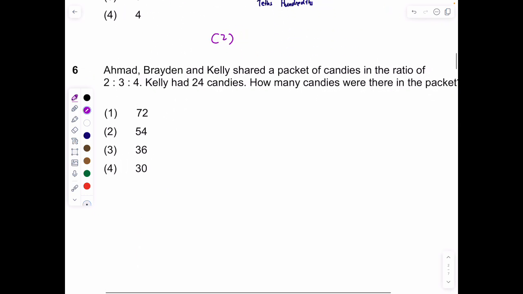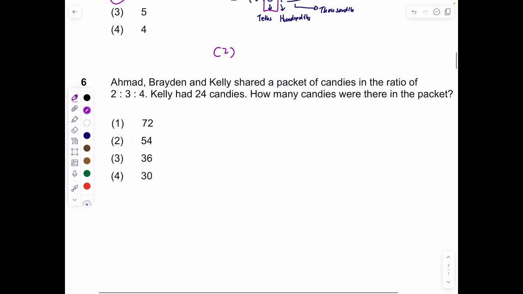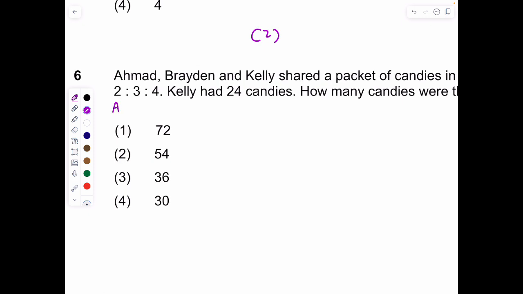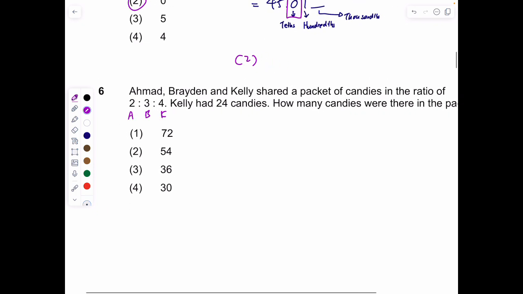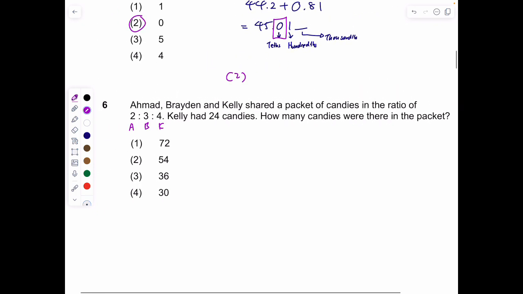Okay, question number 6. Ahmad, Braden, and Kelly shared a packet of candies in a ratio of 2:3:4. So usually I would do my annotation. Kelly had 24 candies. How many candies were there in the packet?